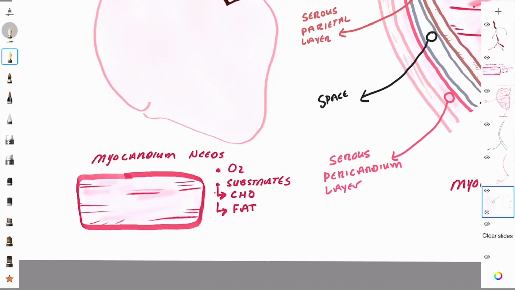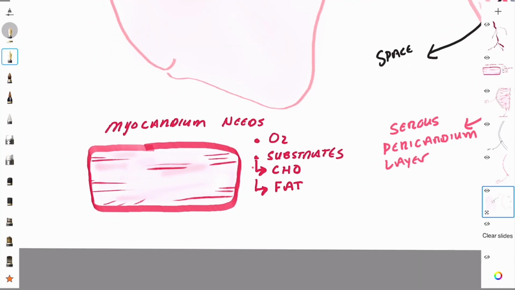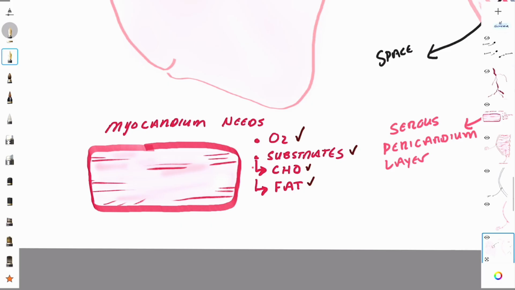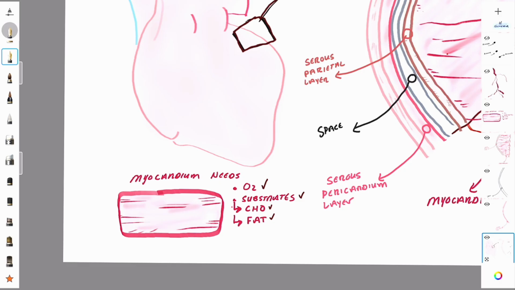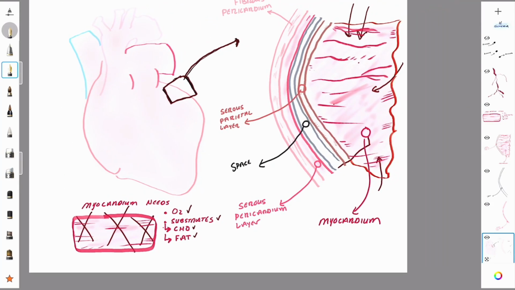All of this tissue requires a couple of different things. They require oxygen, check. Require substrates, check, such as carbohydrates and fatty acids, right? It has to have these things to survive. And if it doesn't have these things, or there is a reduction of these things, there will be compensatory mechanisms that turn on to try to regulate this reduction in oxygen and this reduction in substrates. But after a while, that is going to not work and we're going to get cell death. So this myocardium, everything that we've seen here, is going to start to perish.